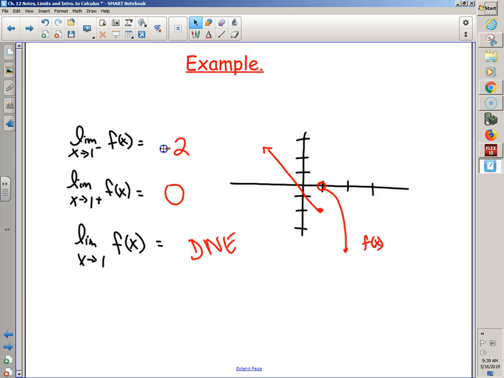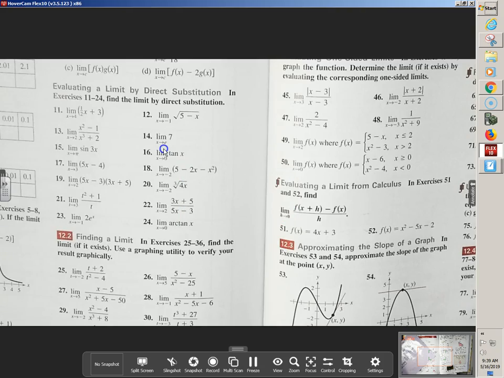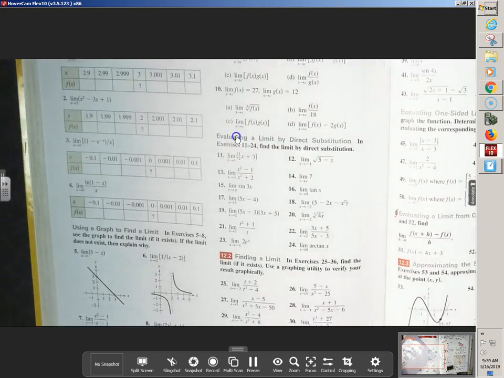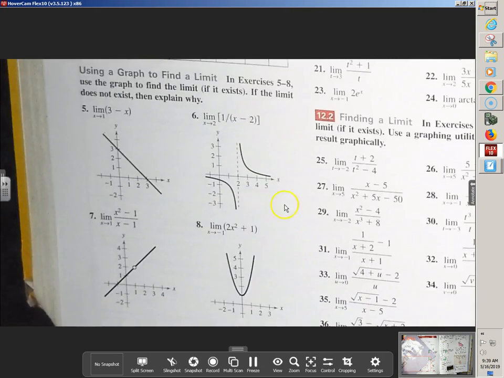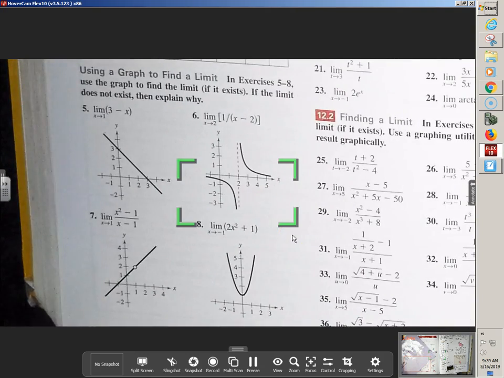If the limit does not exist, you can just say because they don't agree. Or you can say the one-sided limits don't match. You've been using the word match a lot. But number 6, the limit does not exist because either side does not agree or does not match.